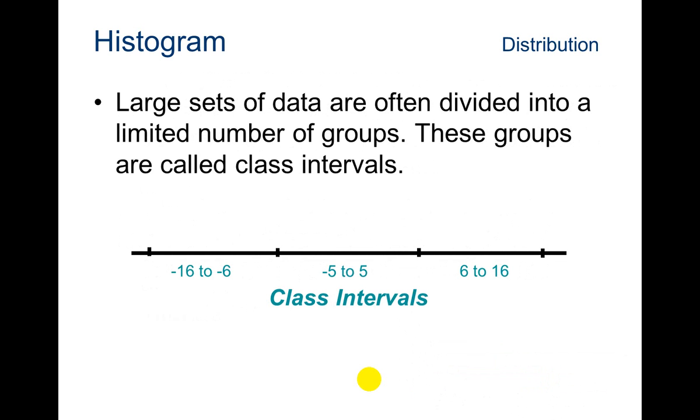Large sets of data are often divided into a limited number of groups. These groups are called class intervals. Notice here I have a large set from -16 to 16. Instead of showing each individual value in between, we've broken them down into groups. -16 to -6, all of those will be in this bar. -5 to 5, all of those would be in this bar. And then 6 to 16, all of those would be in this bar.